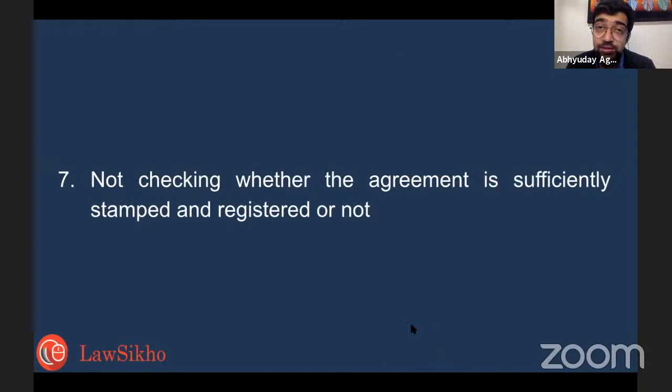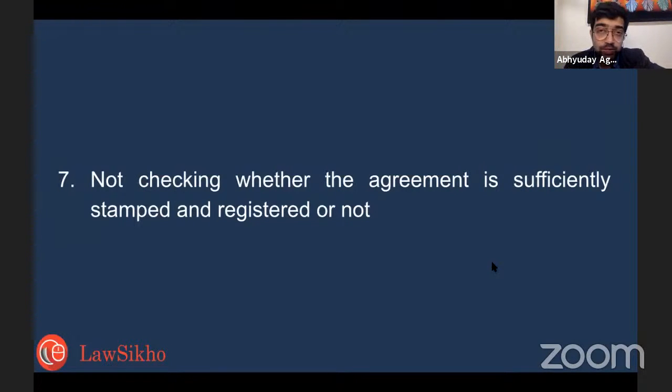Seventh, not checking whether the agreement is sufficiently stamped and registered or not. This happens at two stages. One is at the contract execution, meaning signing stage. At the signing stage, a lot of contracts are fully executory in nature. If you studied the Contract Act, you know where my obligations trigger in the future and are subject to fulfillment of certain conditions. Irrespective of that, at the time of execution, I have to check for enforceability: is it stamped or not? If there's a dispute, I know this contract is going to go in evidence, so at that time I need to check whether there is a stamping issue.